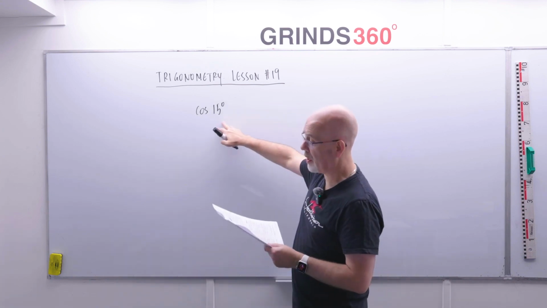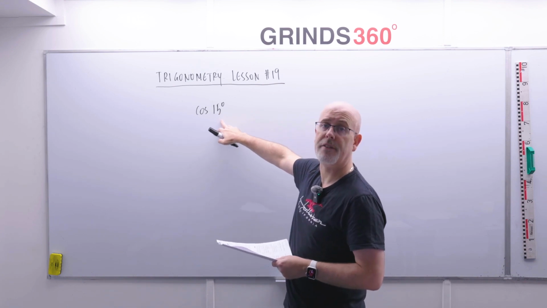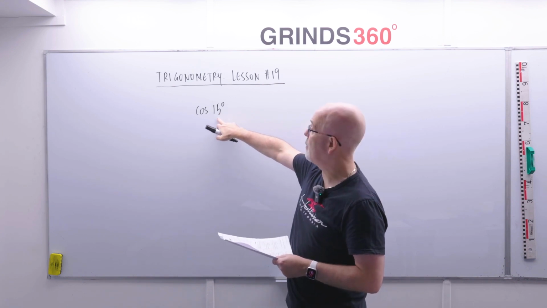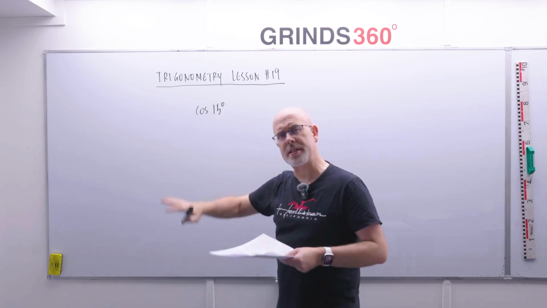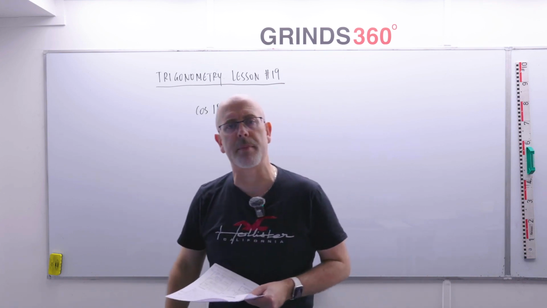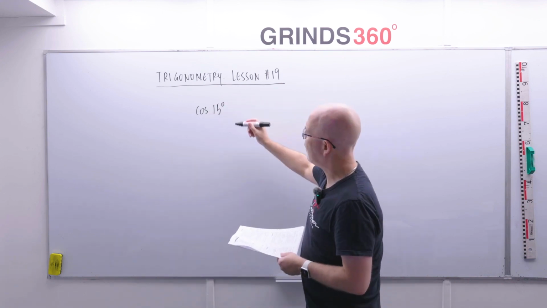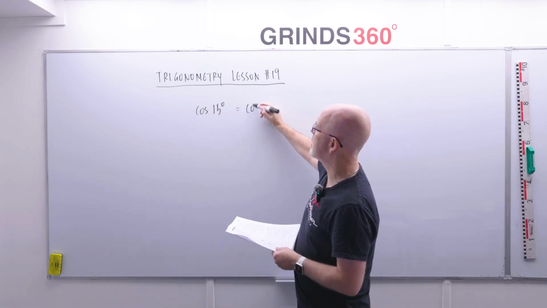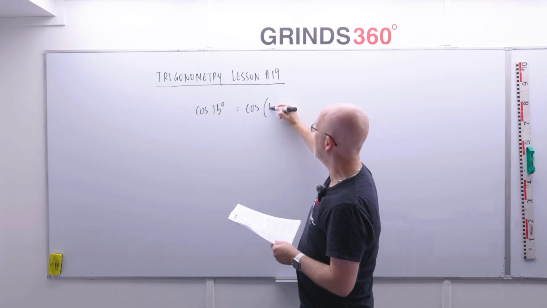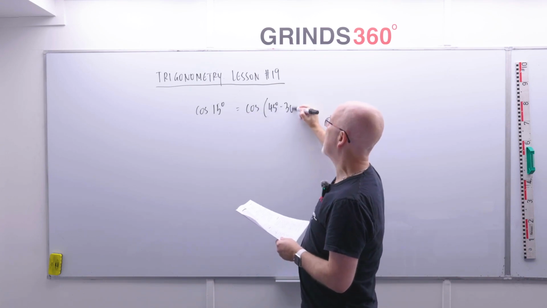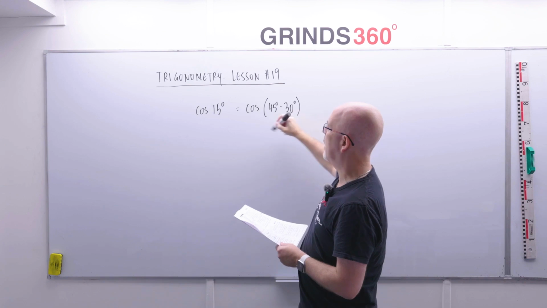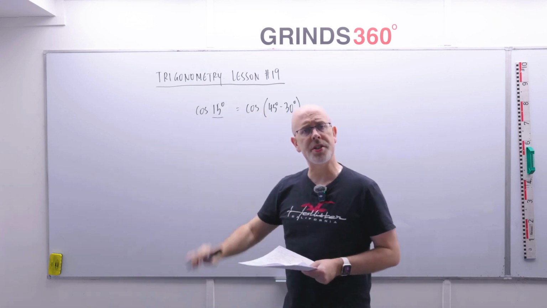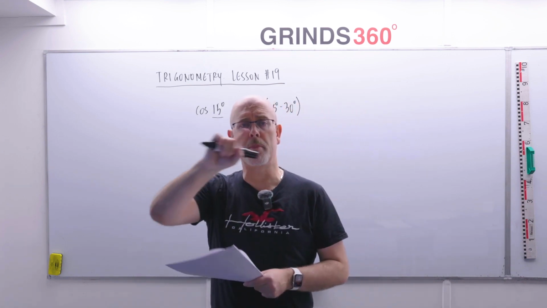I could also write it as 60 minus 45, couldn't I? 60 minus 45 is also 15. So there isn't only one way to do this. They'll both give me the same correct answer. So the idea here is I write cosine 15 degrees as the cosine of 45 degrees minus 30 degrees, because 45 minus 30 is 15. So you can see I'm writing it as 2 angles, one minus the other.